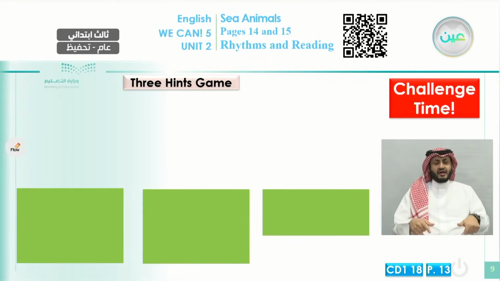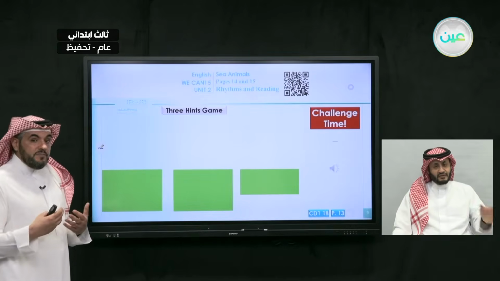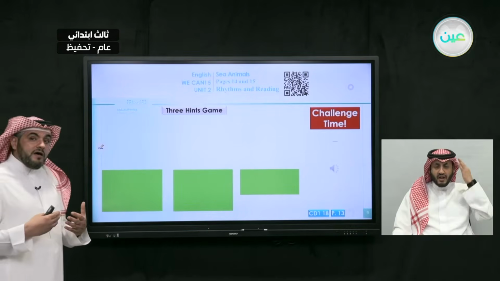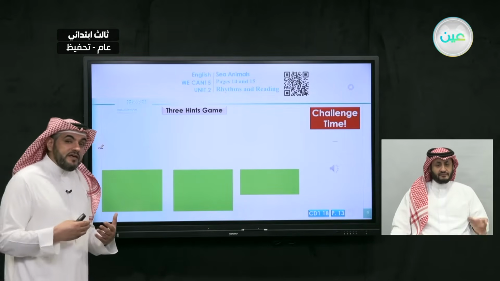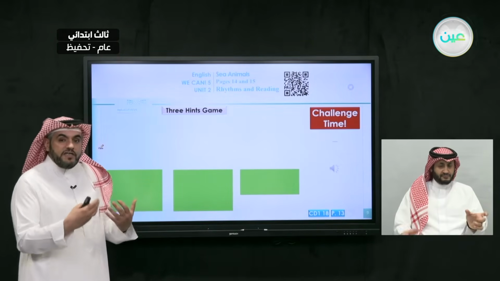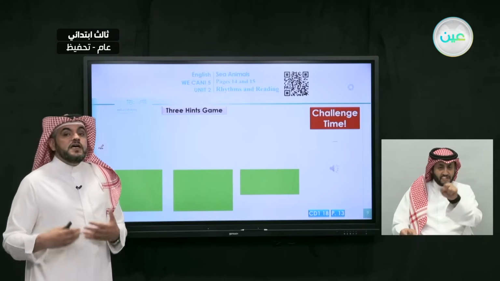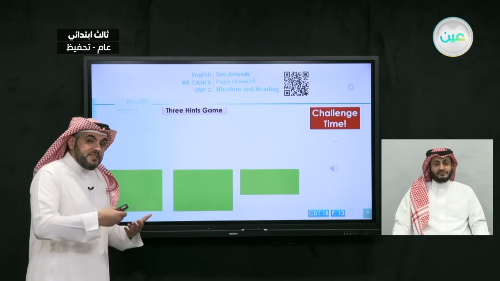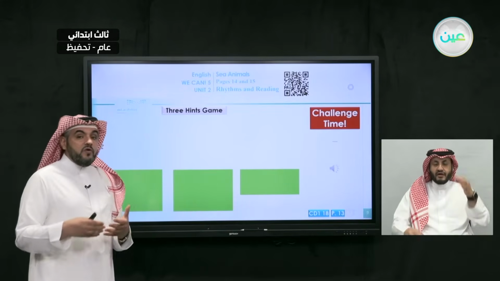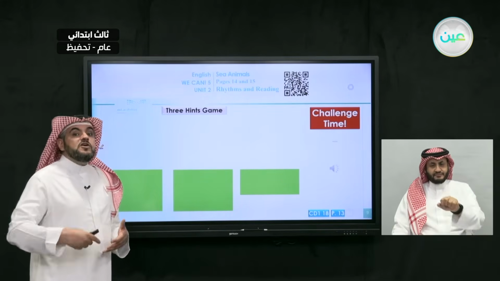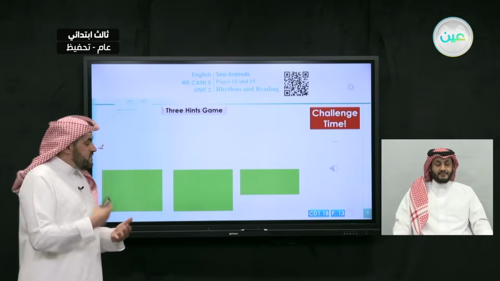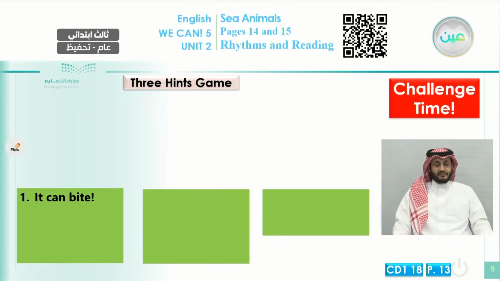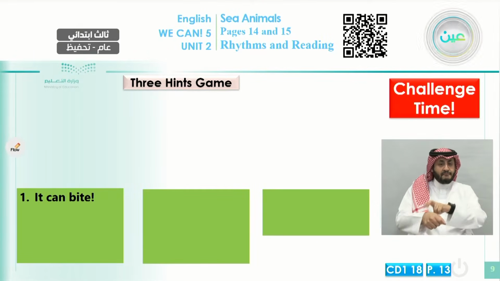Now, you remember from the previous lesson, we had a listening about some animals, and we have been given 3 hints for each animal. These hints helped us to know what this animal is. So we're going to repeat it again in a form of question so that you can guess what this animal is. So let's say them here. Let's read the hints.